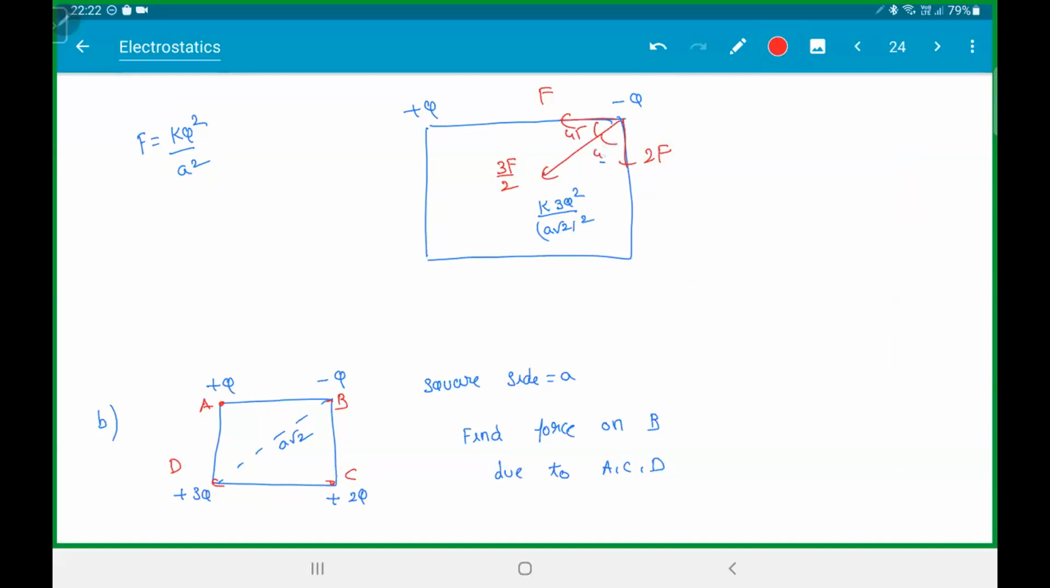This angle is 45 and this angle is 45. So F net will be, you can take the resultant components there: minus F plus 3F by 2 cos 45 i cap, minus 2F plus 3F by 2 sin 45 j cap. I cap, j cap vector components. Like I said, once you get the force magnitude, it is just a matter of components. Any doubts on this hexagon and the square? So it is just finding the force and then using vectors.